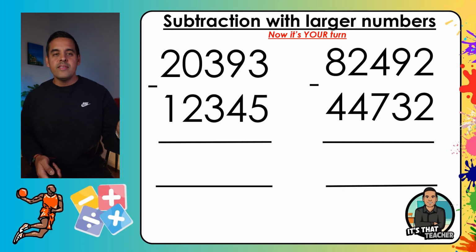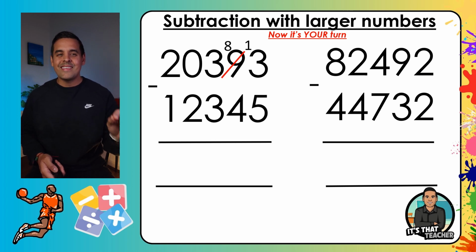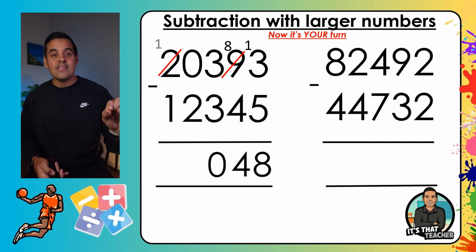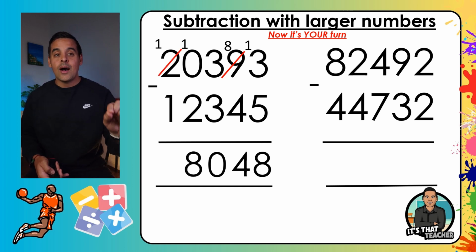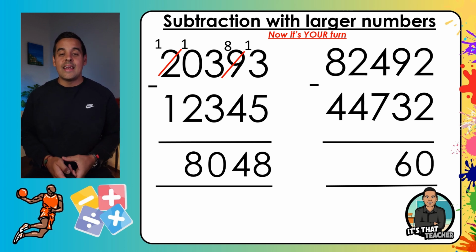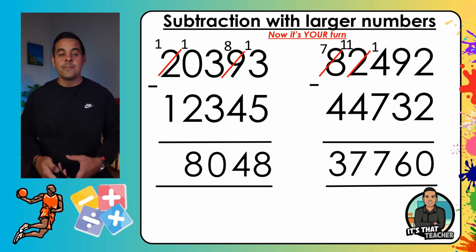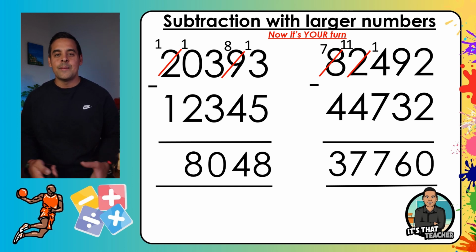So I've broken down the answers so that you can see exactly what I did, because I want to make sure that you're following the way that I'm teaching it as well. So in the answer slide, I've shown you how to work it out systematically, column by column, and hopefully this helps, okay? So your 2 answers would be 8,048, and the second question would be 37,760. So hopefully these strategies have helped you in your understanding of subtraction.